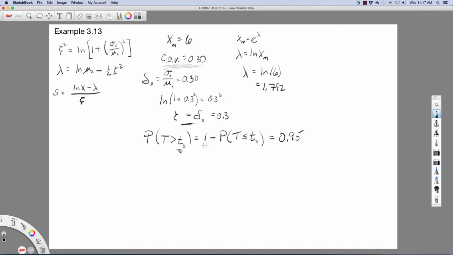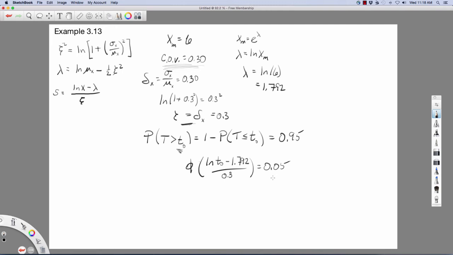So greater than t sub 0, we want 95% probability, but when we switch this around, then what we're saying is that the probability in this case will be less than 5%. Right, so what we're going to do is flip this around and say that we'll take the CDF function of the natural log of t0 minus lambda, which is 1.792, divided by zeta, 0.3. We're going to set this equal to 0.05.